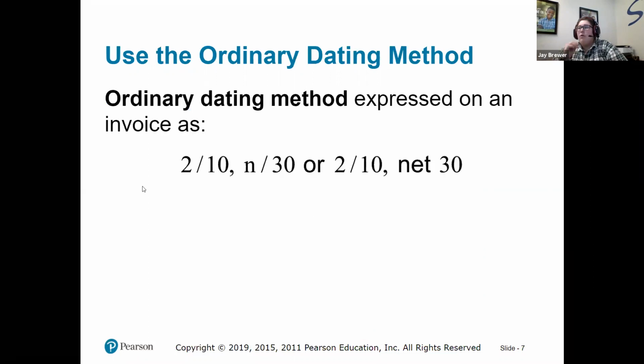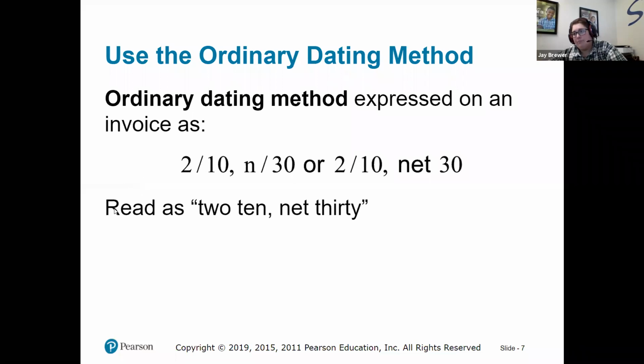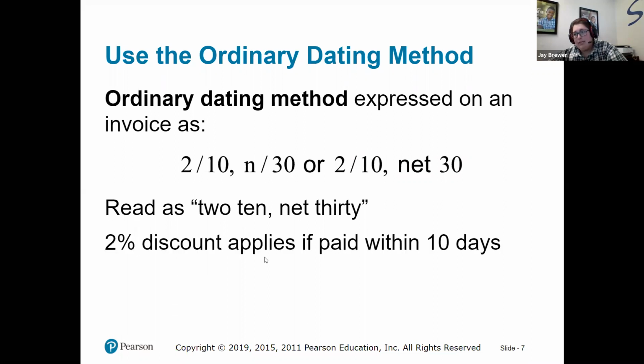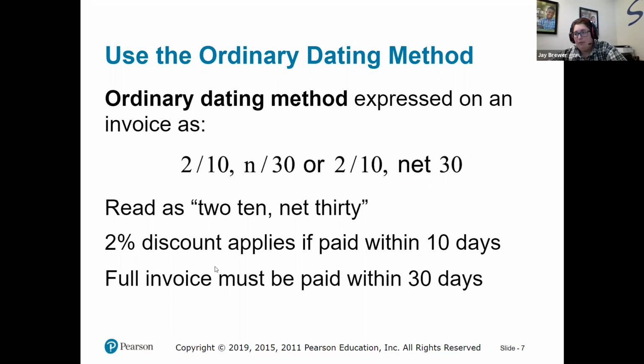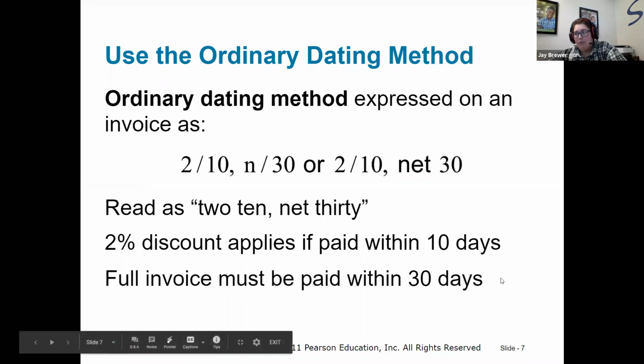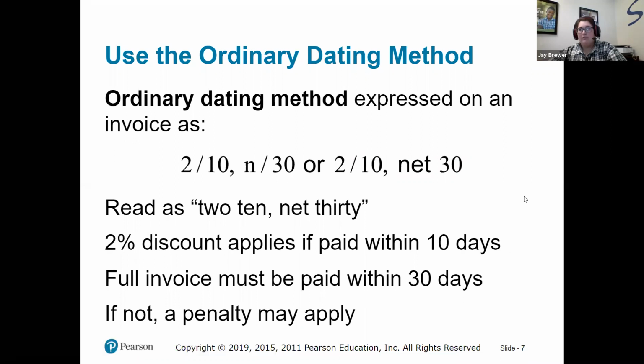All right. Ordinary dating method expressed as an invoice. Read as 2/10 net 30. 2% discount applies if paid within 10 days. Full invoice must be paid within 30 days. If not, a penalty may apply.